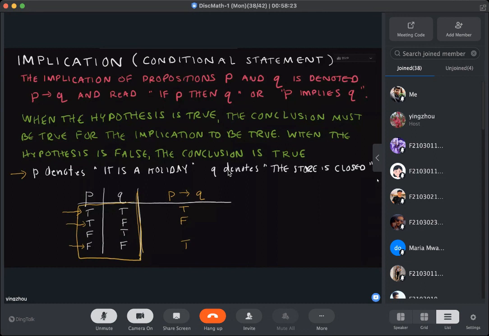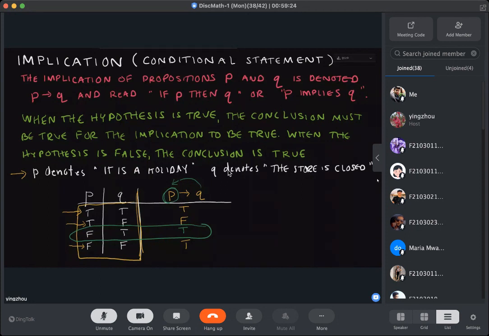The issue comes from this line right here. This truth value is actually true. And that one's a hard one to get your mind around. So this one's saying it is not a holiday, and yet the store is closed. Now, keep in mind that this is a one-directional implication. It doesn't say anything about whether or not P is true based on Q. And so if we find that P is in fact false, then basically our implication isn't valid. Our implication doesn't say anything about Q.